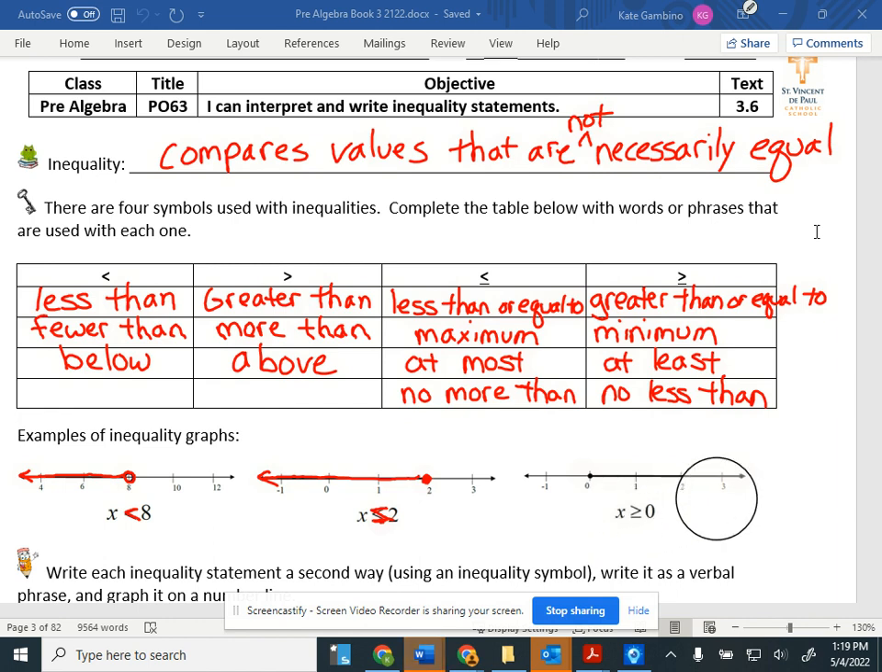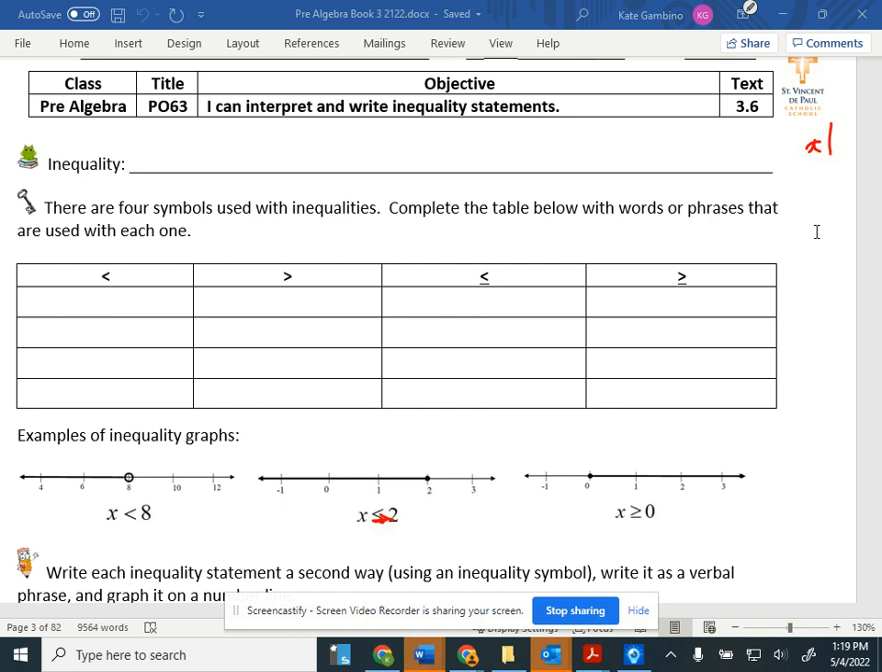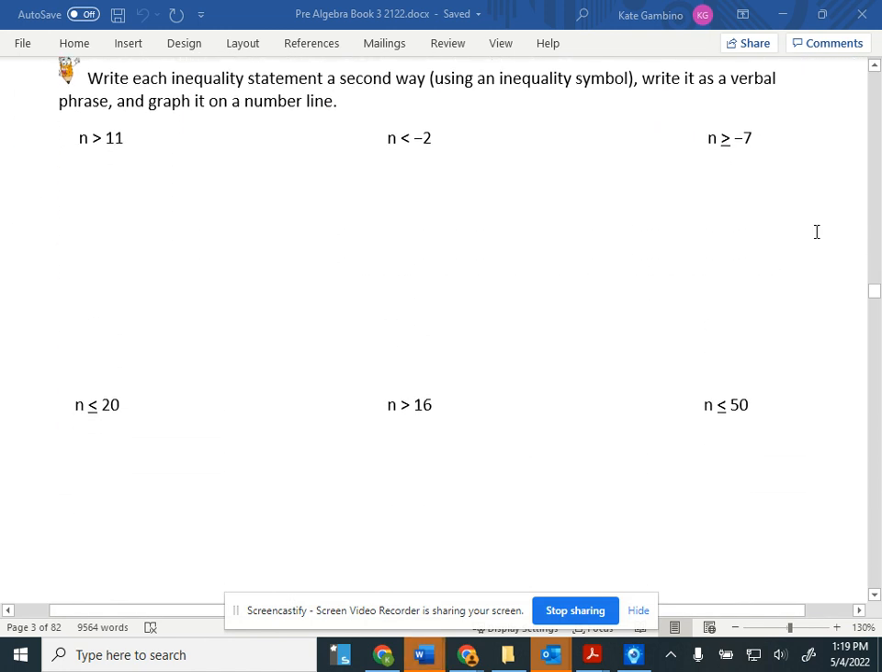Now let's move it up and see what this means for our work. Write each inequality statement a second way using an inequality symbol. Write it as a verbal phrase and graph it on a number line. Whew. So I see the word and, so he wants us to do all of this. He didn't actually write it out verbally, but you're going to write it with words.